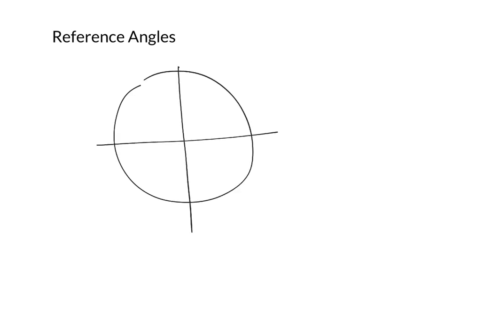Lastly, I want to touch on reference angles. Reference angles are important in how we calculate our sine and cosine for different angles. We talked in class already of the very important angles here. I'm going to do my 30, 60, 90s. So this is going to be my 30-degree terminal ray, my 60-degree terminal ray, and my 45-degree terminal ray.